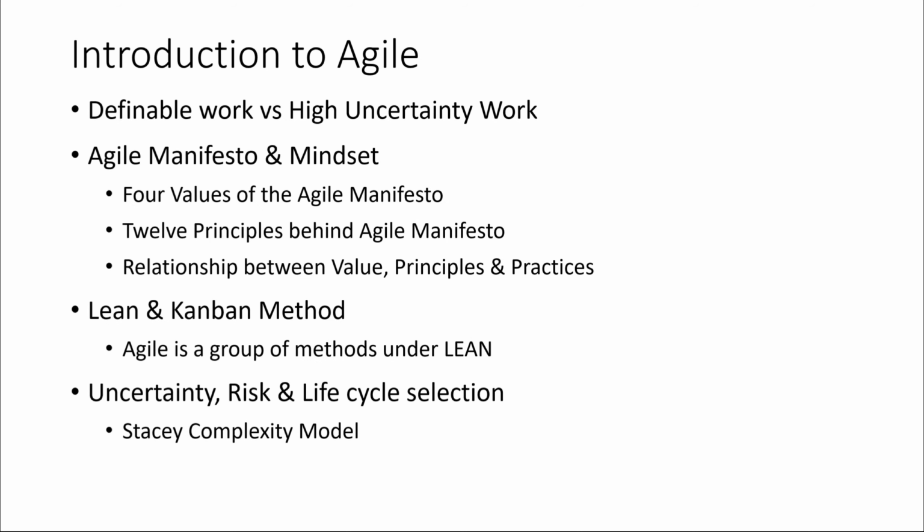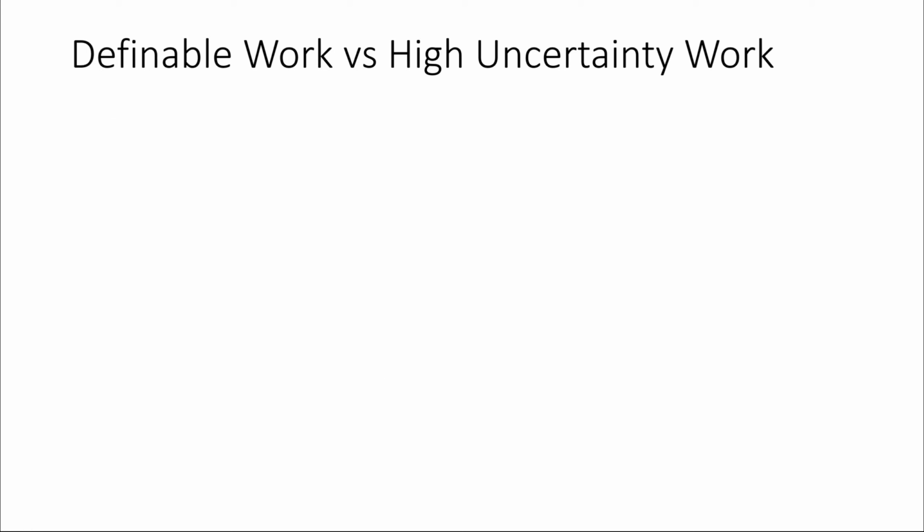Santakumar. An Introduction to Agile. This section includes the Agile Manifesto mindset, values, and principles. It also covers the concepts of definable and high uncertainty work, and the correlation between lean, the Kanban method, and Agile approaches. Along with that, we're going to learn more about uncertainty, risk, and lifecycle selection with the help of the Stacey complexity model.